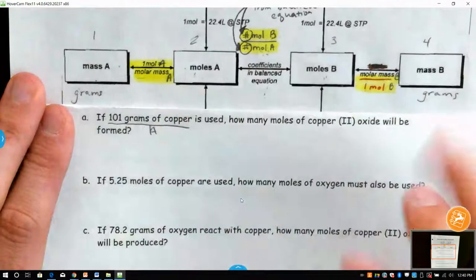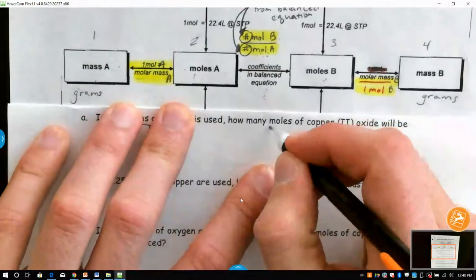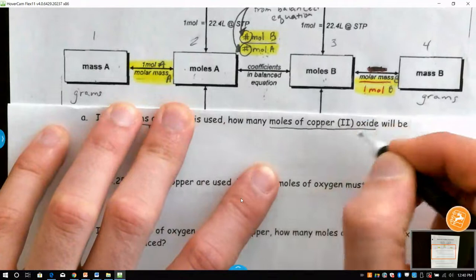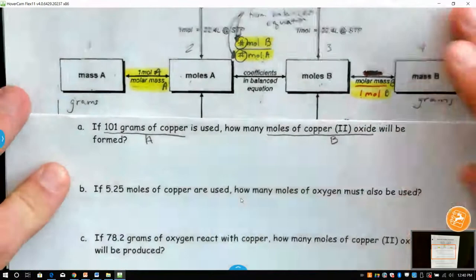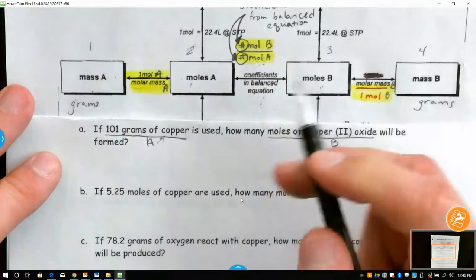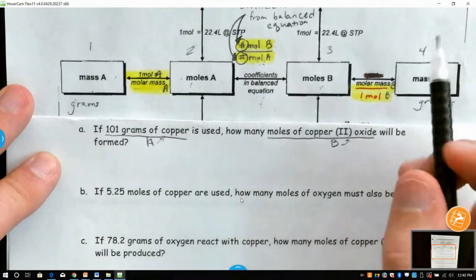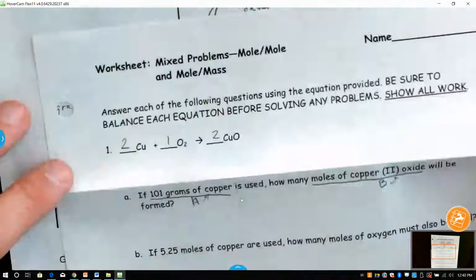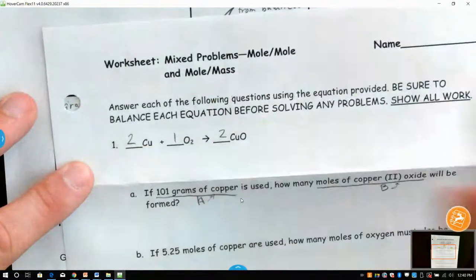What are we looking for? How many moles of copper oxide? This is what we want. So substance A is going to be copper. Substance B is going to be our copper oxide. So this is substance A, substance B.